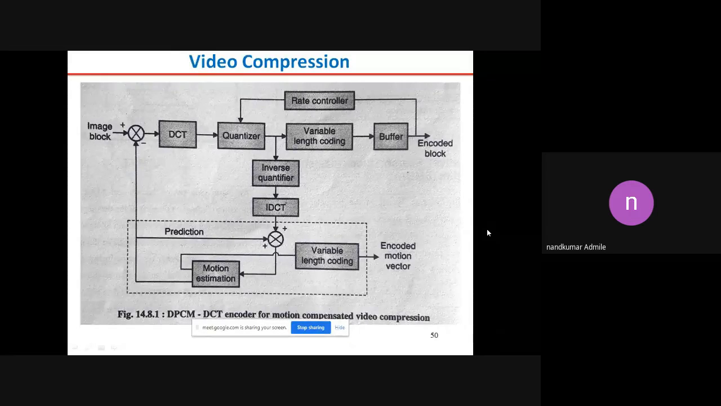Okay, so there is a need to compress the video. Can anyone tell? What is the need to compress the video?